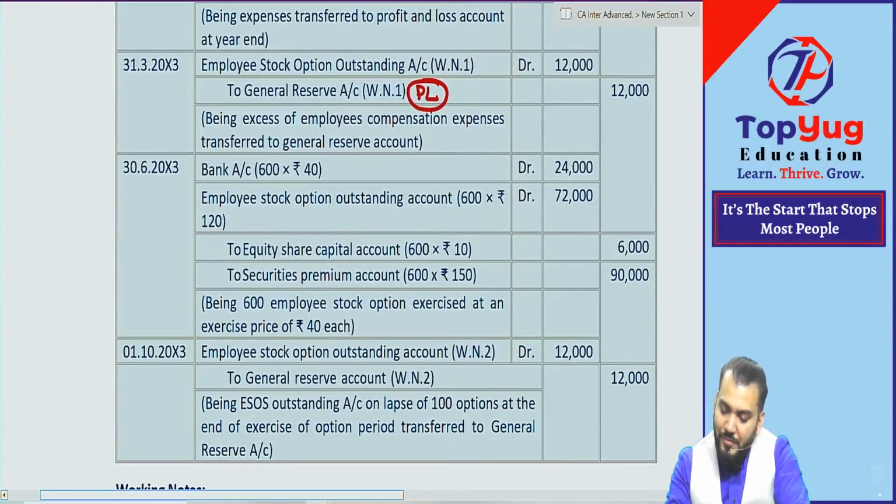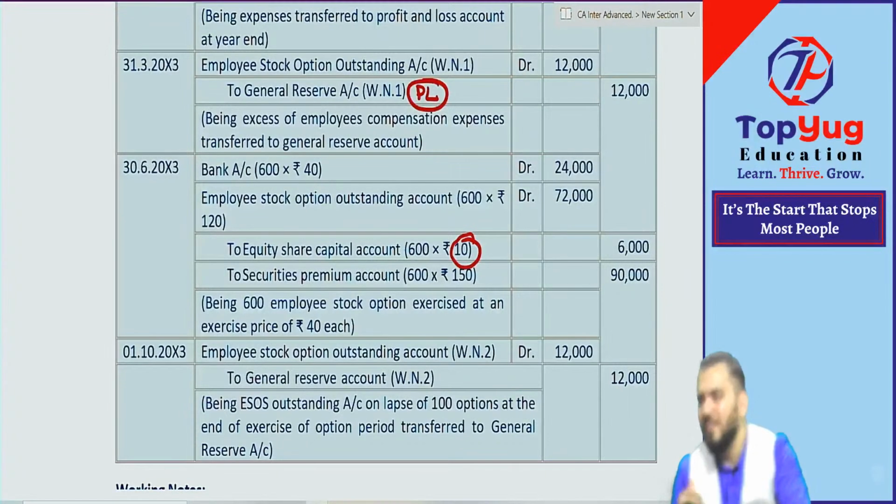And they have assumed 10 rupees. We have assumed 100 rupees. Nothing to worry. We write a note that we have assumed the nominal value to be rupees 100.